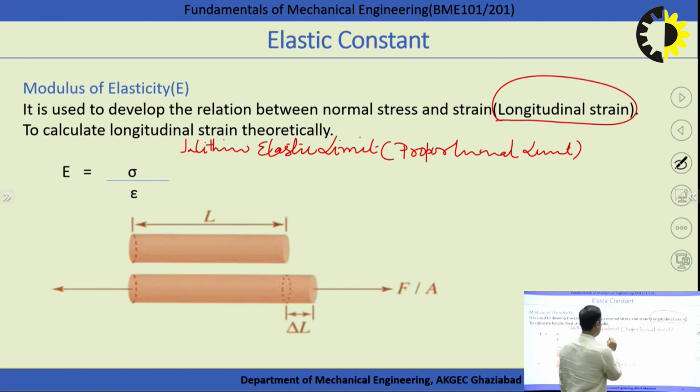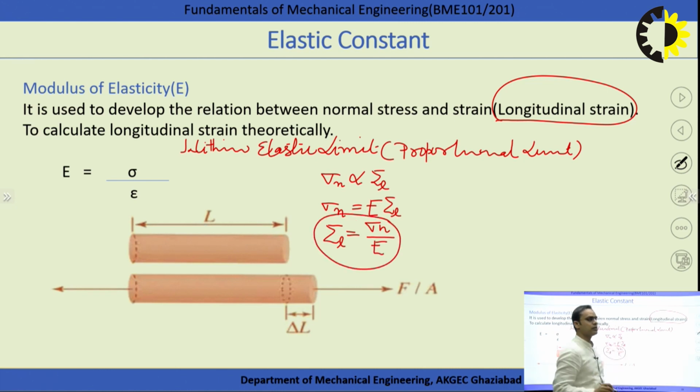We can say normal stress is directly proportional to normal strain, and generally the normal strain we are talking about is longitudinal strain. As we remove the proportionality sign, a constant comes into the picture that is called E, modulus of elasticity or Young modulus, right? So here we are able to calculate longitudinal strain theoretically. How? By using this formula. Normal stress we can calculate theoretically: we know the external load acting over the body divided by the cross-section area.